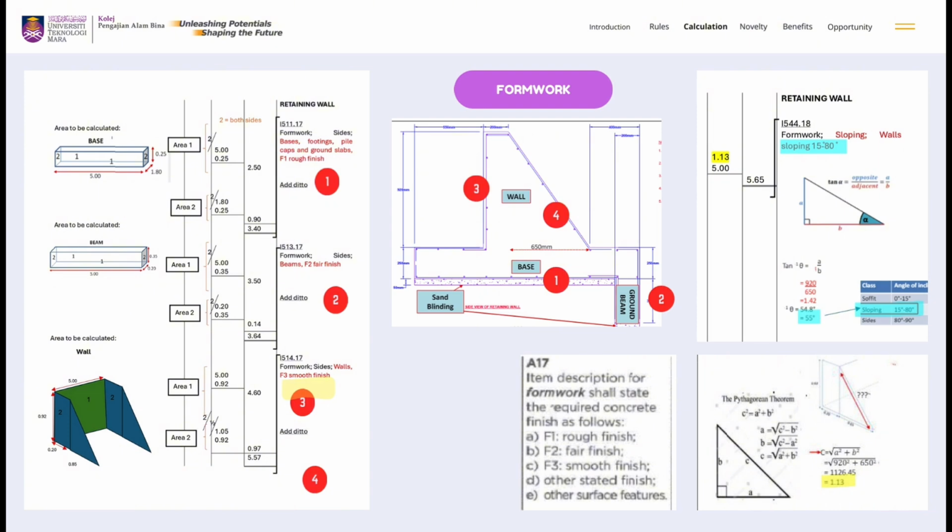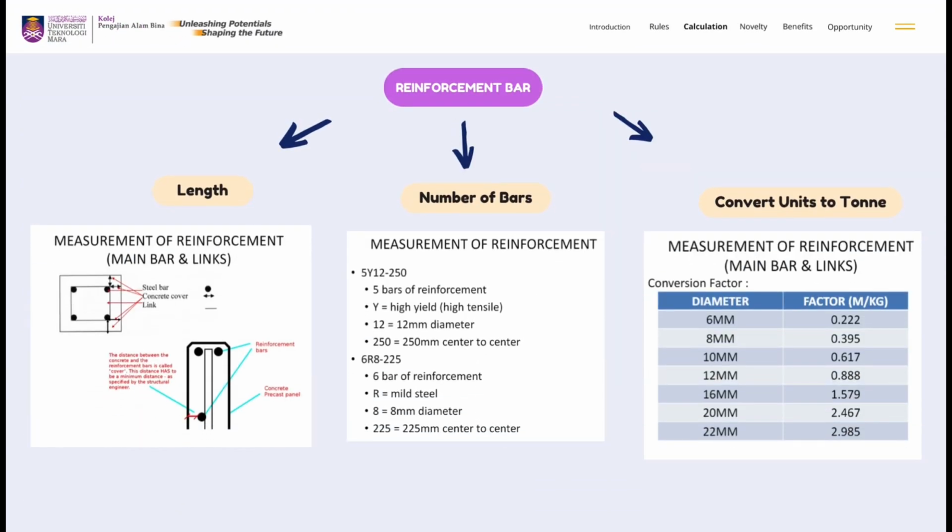Next is formwork. Formwork has 4 allocations to calculate: base, beam, wall, and sloping wall. The base, beam, and wall will be calculated in meter square. While for sloping wall, we have to use the trigonometry formula to get the angle of the position. Then for reinforcement bar, there will be 3 items that you need to consider during the calculation, which are the length, number of bars, and the unit to convert from kilogram to ton.